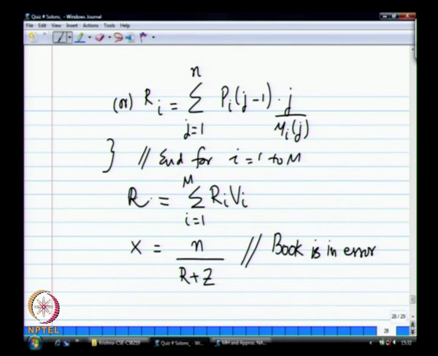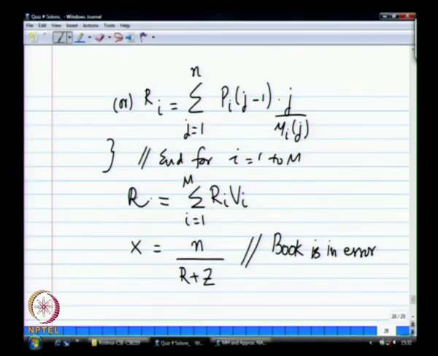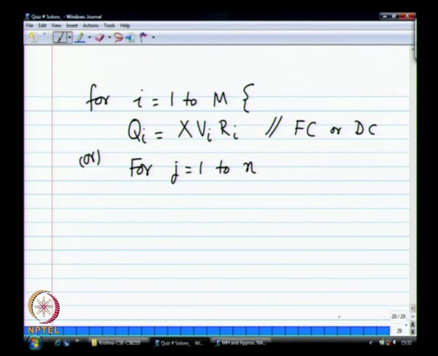Any other place where this n is appearing? This loop is for i equals 1 to m, so for a given value of n I am computing all the Ri's, then the R, then the x, and then I am recomputing the Qi's to go to the next iteration of n. Or rather this is done the reverse way. Small n will go from 1 to big N, which is 20, like we did in MVA: we compute for n equals 1 what the Q lengths are, n equals 2 what the Q lengths are, and so on.